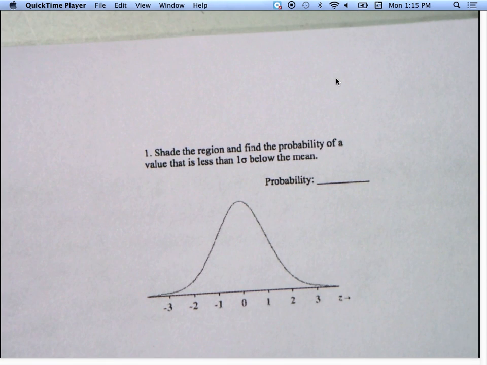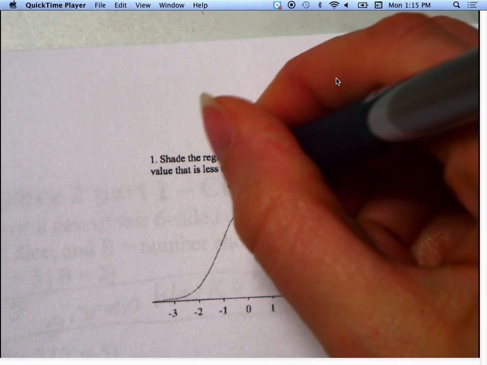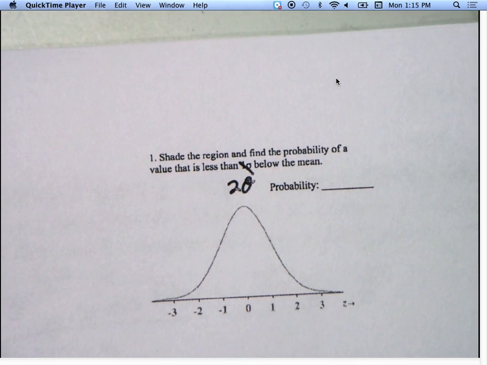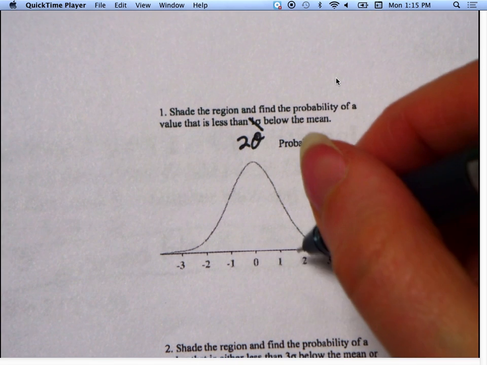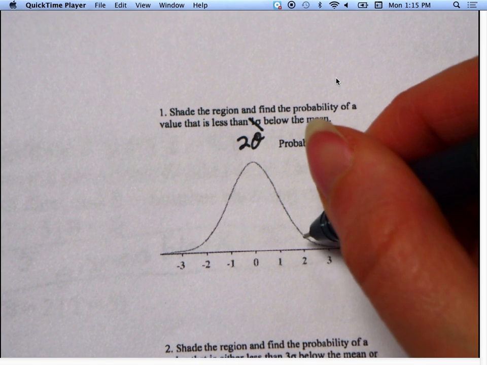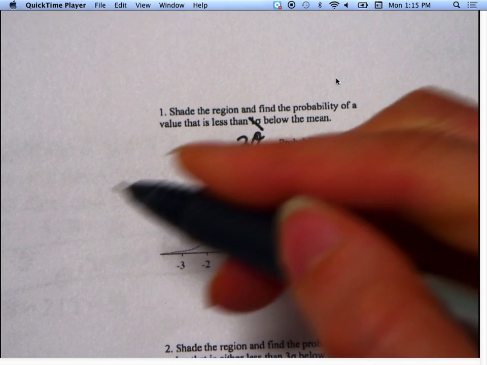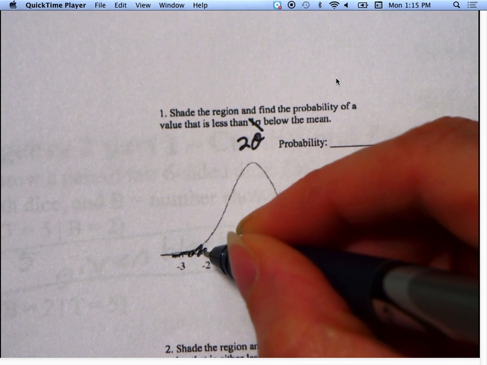We are looking at number 1. We're going to say that it's 2 standard deviations. We want to shade the region and find the probability of a value that is less than 2 standard deviations below the mean. Everything that's less than. So I go down to my picture, I see where it's 2 standard deviations above the mean, and I just want the stuff below it.